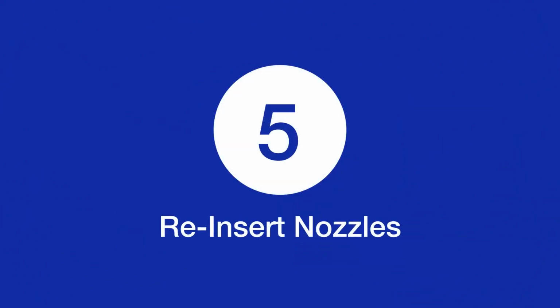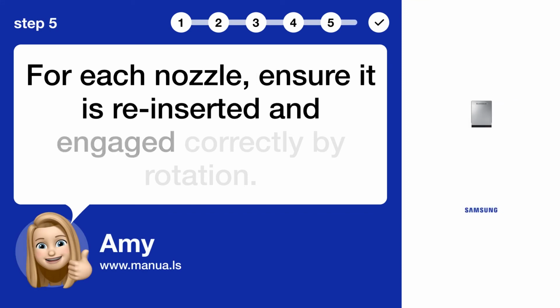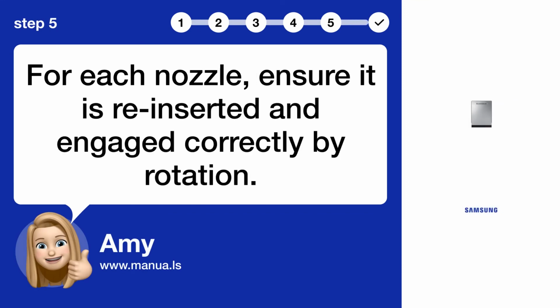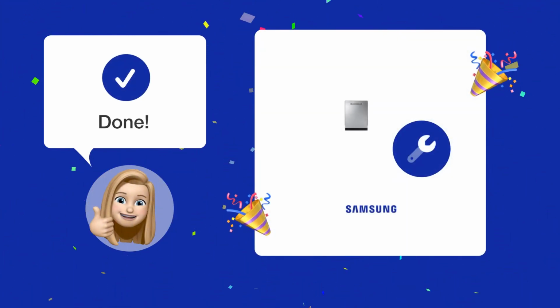Step 5. Reinsert nozzles. For each nozzle, ensure it is reinserted and engaged correctly by rotation. After following these steps, you'll have successfully replaced your dishwasher filter.